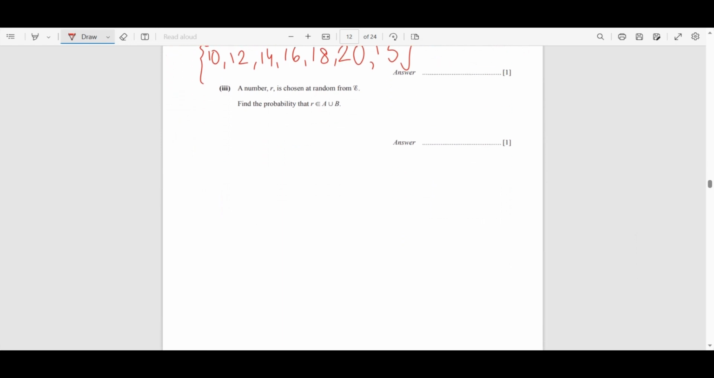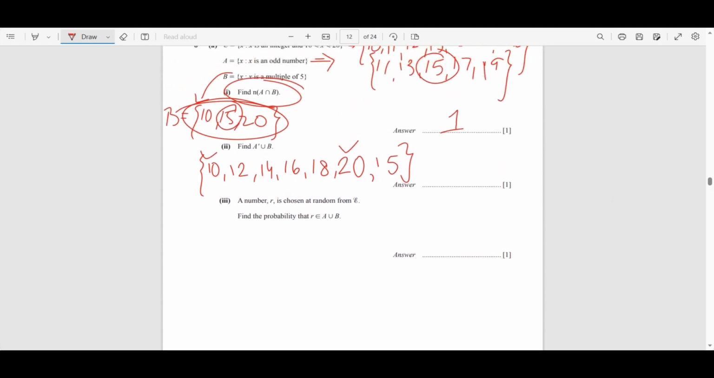Okay. Now a number R is chosen at random from E. Find the probability that R belongs to A union B. So this is my favorable outcome, so it will go on the numerator. This is my favorable outcome, which is A union B. And my total number of outcomes is going to be the elements in the universal set, because we have chosen a random number R from E. So that's my total set. This is going to give me the probability.